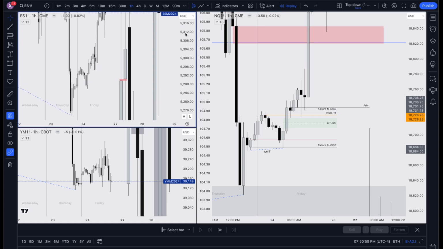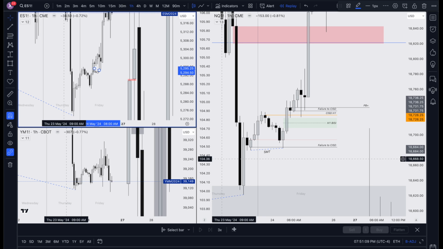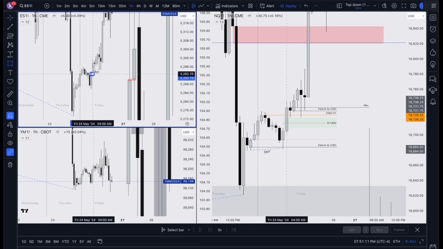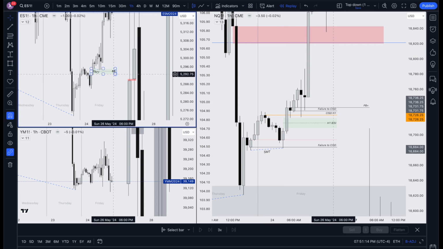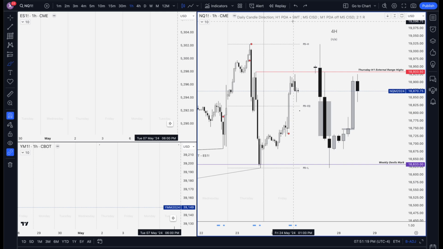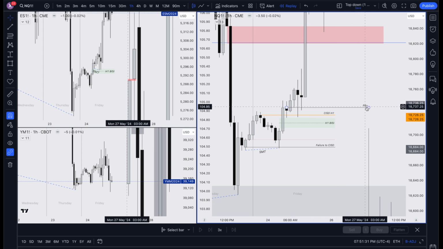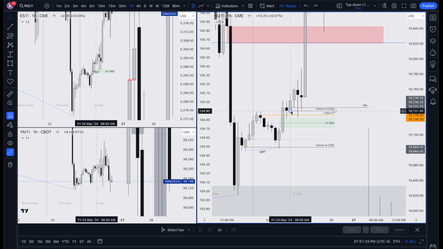Guess how much more beautiful this gets? What else do we see? Before the session even opens, I see an SMT inside of my array of interest. Remember, my trading model looks like this: daily candle direction, H1 PD array plus SMT, 5-minute CISD or market structure shift, 2-1R. Okay. Propulsion block, failure to CISD. I'm going to get rid of these 2 things so we can just refine the charts. This is context. Not using them for PD arrays, just context.